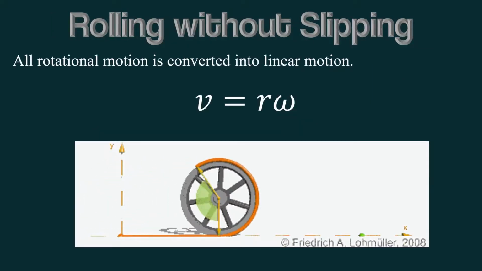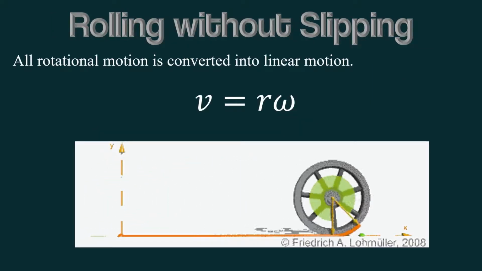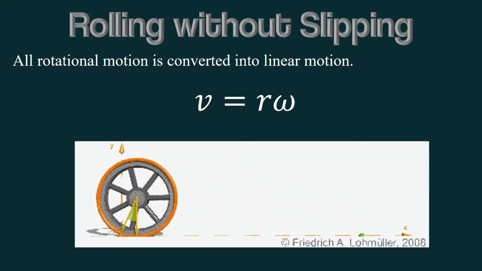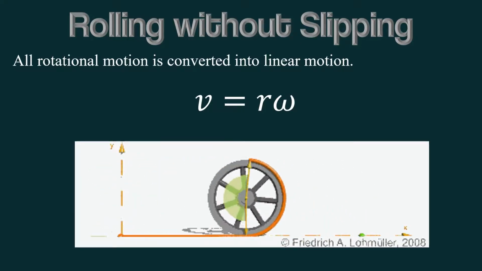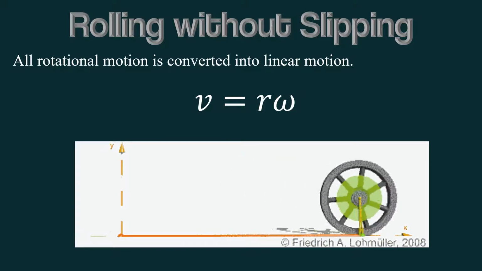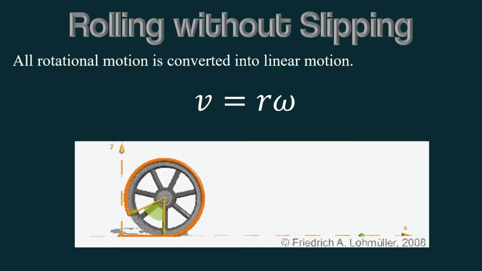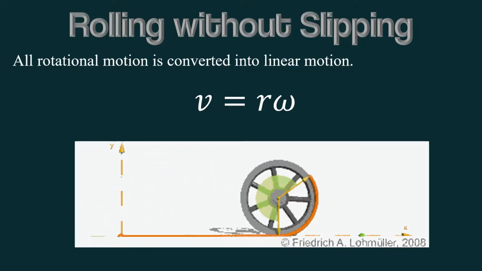Something important to know when you have a question about something rolling is knowing when it's rolling without slipping. Now, that's the case most of the time. In AP Physics, most questions are going to say you have rolling without slipping. When you're rolling without slipping, then this is true: v is r omega. That means that all the rotational motion is converted into linear motion.